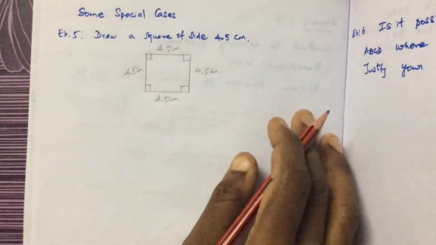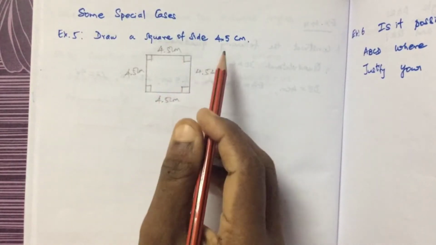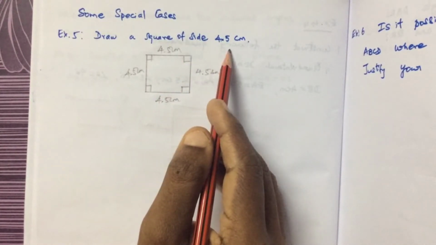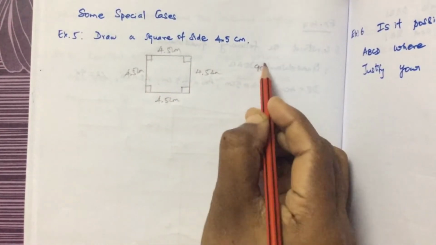Yes, it is enough, because we know that a square has 4 sides and all the 4 sides are equal. In this, that is equal to 4.5 centimeter. And what about the angles? All the angles are right angles, that is 90 degree. So it is very easy to construct.